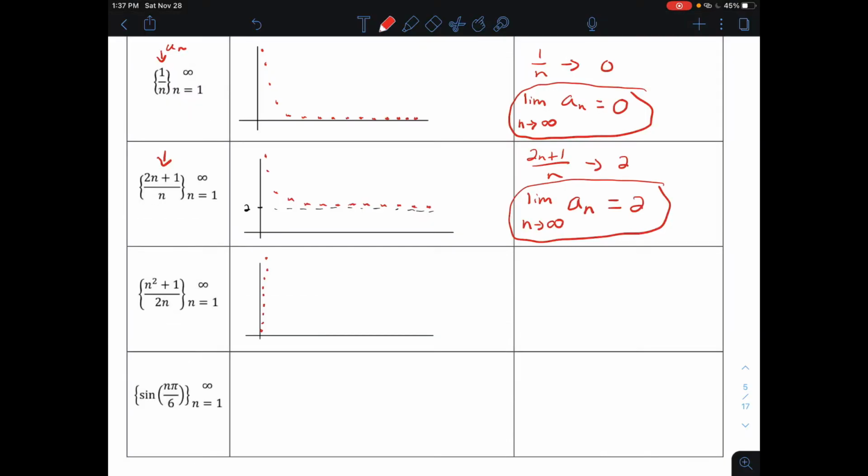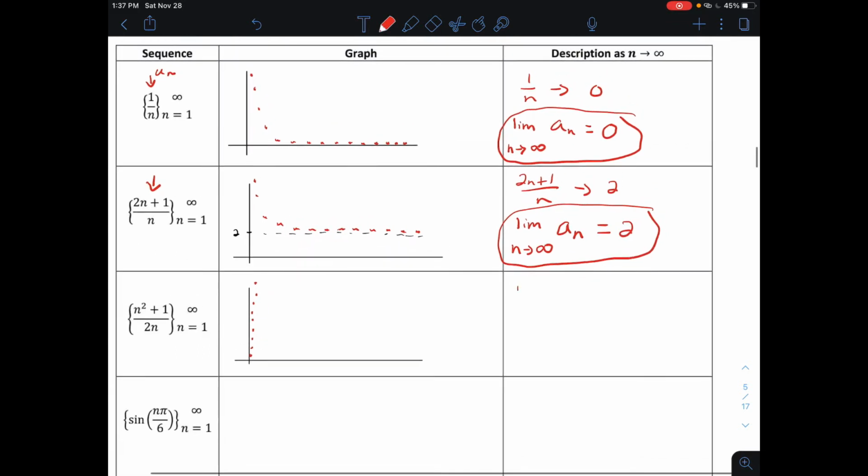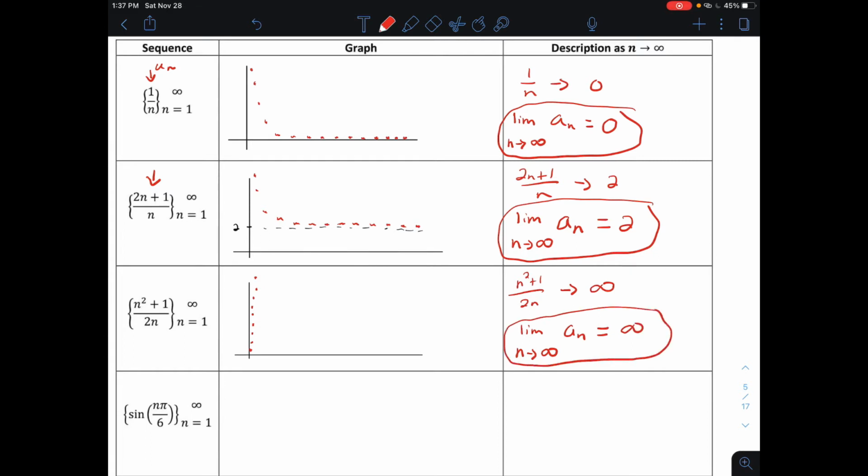As on Desmos, in a rough sketch, as we increase the size of n, we just kept getting larger and larger term values. So our description: as n approaches infinity, (n squared plus 1) over 2n continued to increase forever. So we're going to say it was also approaching infinity. If I write this as a limit, the limit describing the behavior of our sequence as n approaches infinity, our explicit formula's output was also approaching infinity. So I'd say equals infinity here. So that would be my limit.